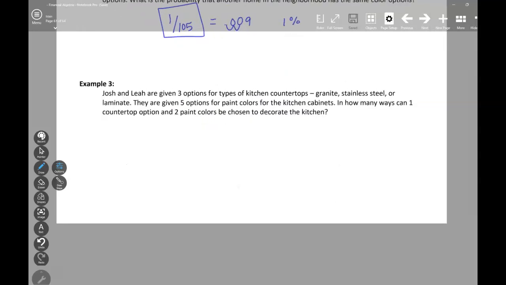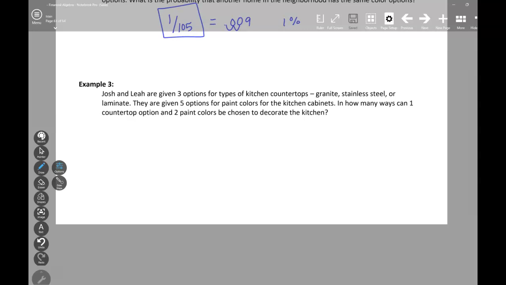Okay. Josh and Leah are given 3 options for types of kitchen countertops. They have granite, stainless steel, or laminate. They are given 5 options for paint colors for the kitchen cabinets. In how many ways can one countertop option and 2 paint colors be chosen to decorate the kitchen?